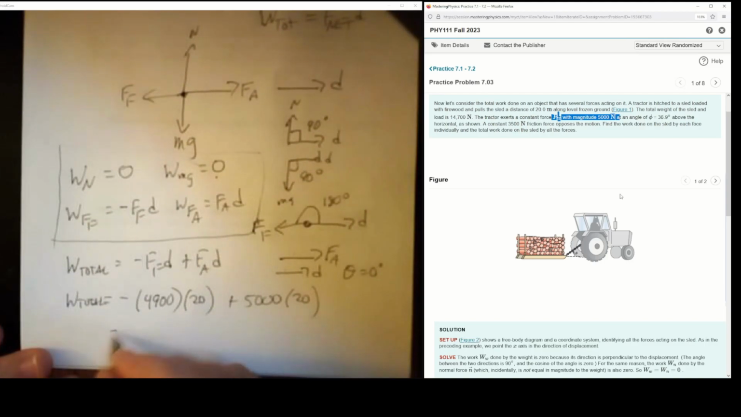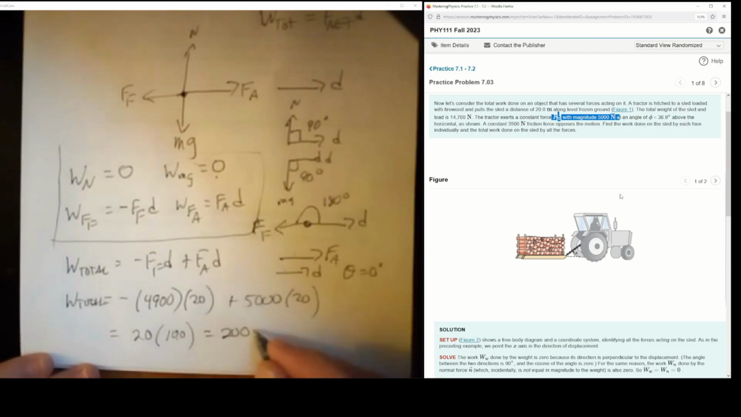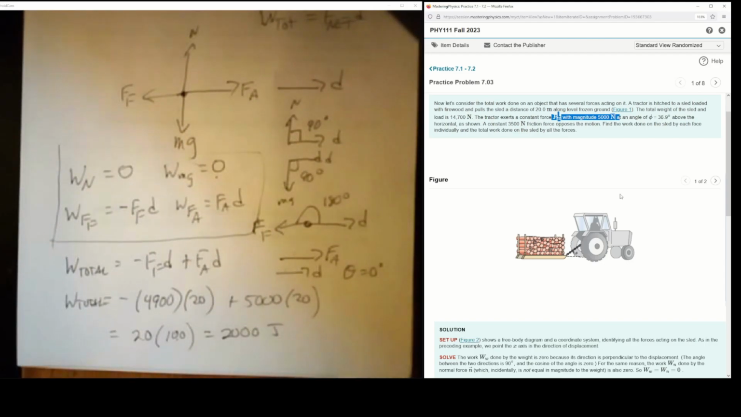And if we just add all that together, we would get 20 times 100. So 5,000 minus 4,900 is 100. And that's ultimately multiplied by 20 to get us 2,000 joules. So the net work, the total energy, is 2,000 joules.